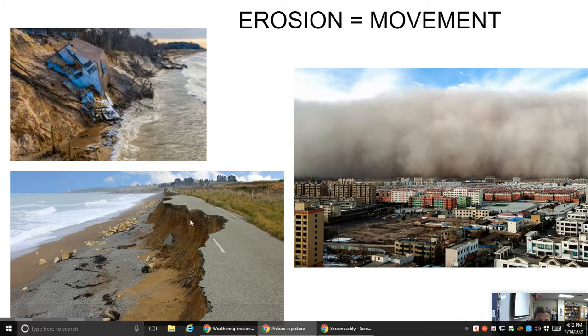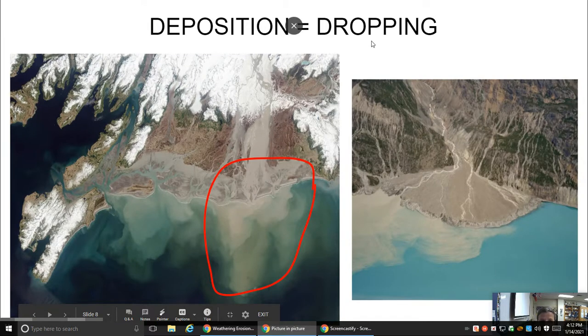So erosion is going to be the movement of that sediment. Okay, so all this sediment, this road, is going to be carried away to a new location. You can see that wind, water, ice can all move sediment to a new place. Deposition is going to be that dropping or the depositing of those sediments.